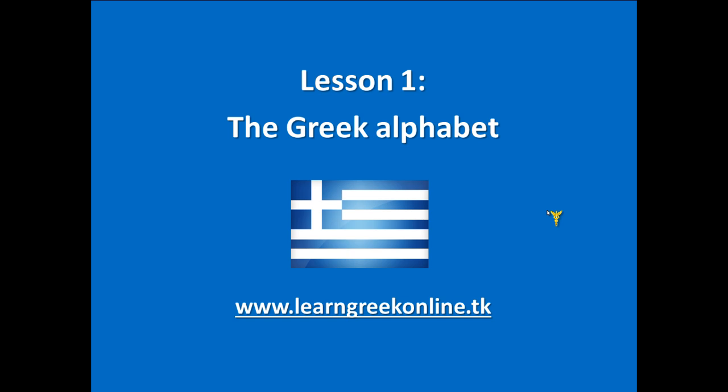Whenever we start to learn a language, first of all we have to learn the alphabet of that language for us to be able to read and write words, phrases, etc. The Greek alphabet looks like the alphabet which has the English language. But there are some few different letters.